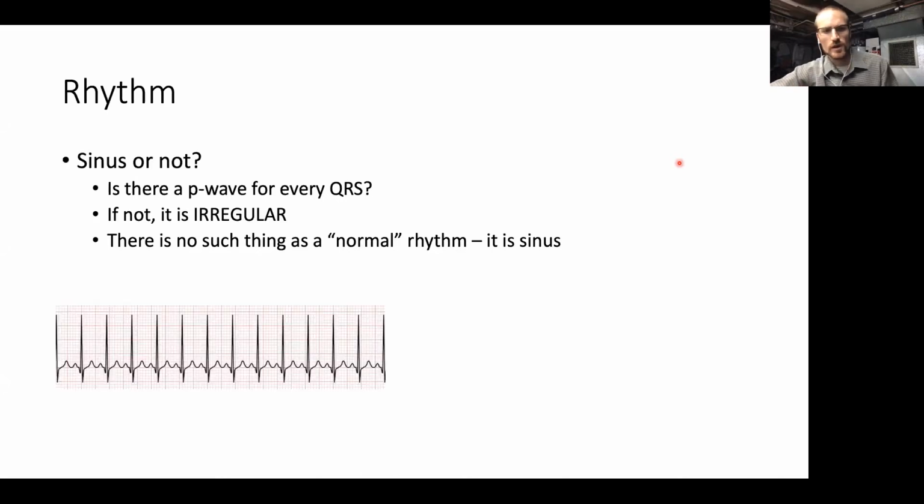And I almost always do the bottom one on strip, and I just go down and see QRS P, QRS P, QRS P, QRS P, and just verify that every P wave has a QRS. Here, we can clearly see P QRS, P QRS, P QRS, P QRS. Perfect. It is sinus.